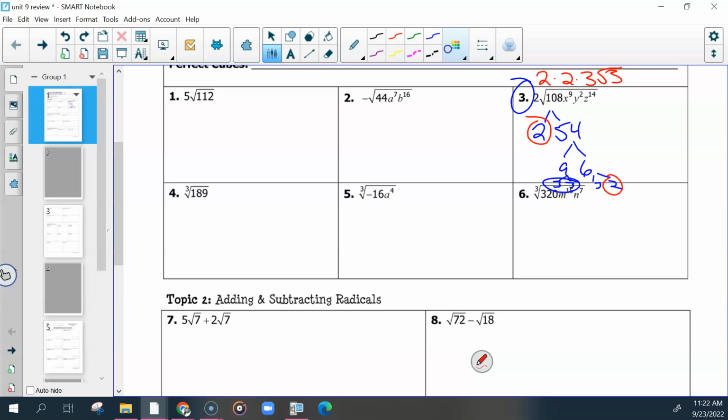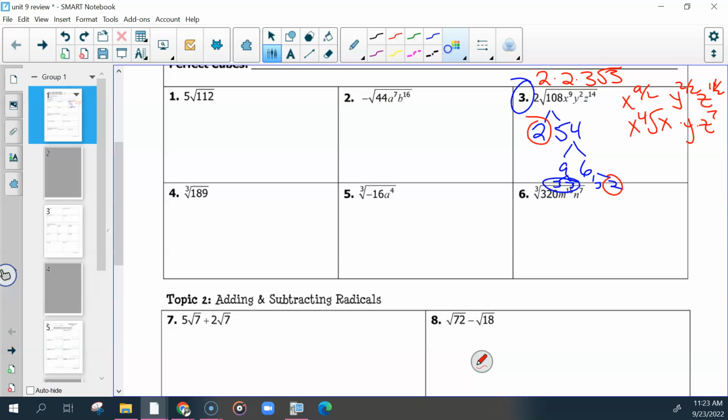And then for your variables, again, you can use factor tree. I'm not going to do that because there's a bunch, but you could do that, find your pairs, or do the rule. 2 goes into 9 how many times? 4. So that would be x to the 4th with how much left over? 1. And then 2 goes into 2 how many times? 1. 2 goes into 14 how many times? 7. With nothing left over.